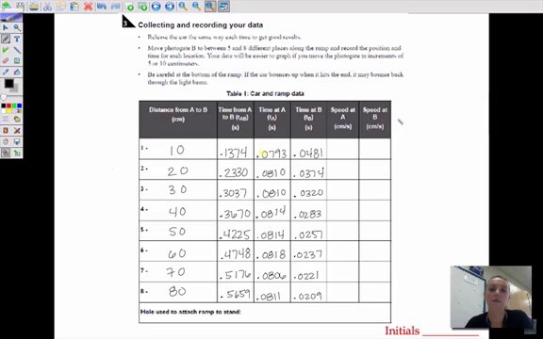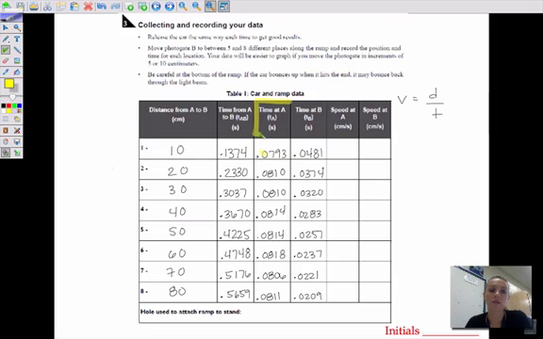Our next step in this lab is to calculate the speed of the car at photo gate A and the speed of the car at photo gate B. Last week, we learned that speed is equal to distance over time. In this case, and in all our labs, we know that the distance that we're using is 5 centimeters because that's the length of the wing of the car.